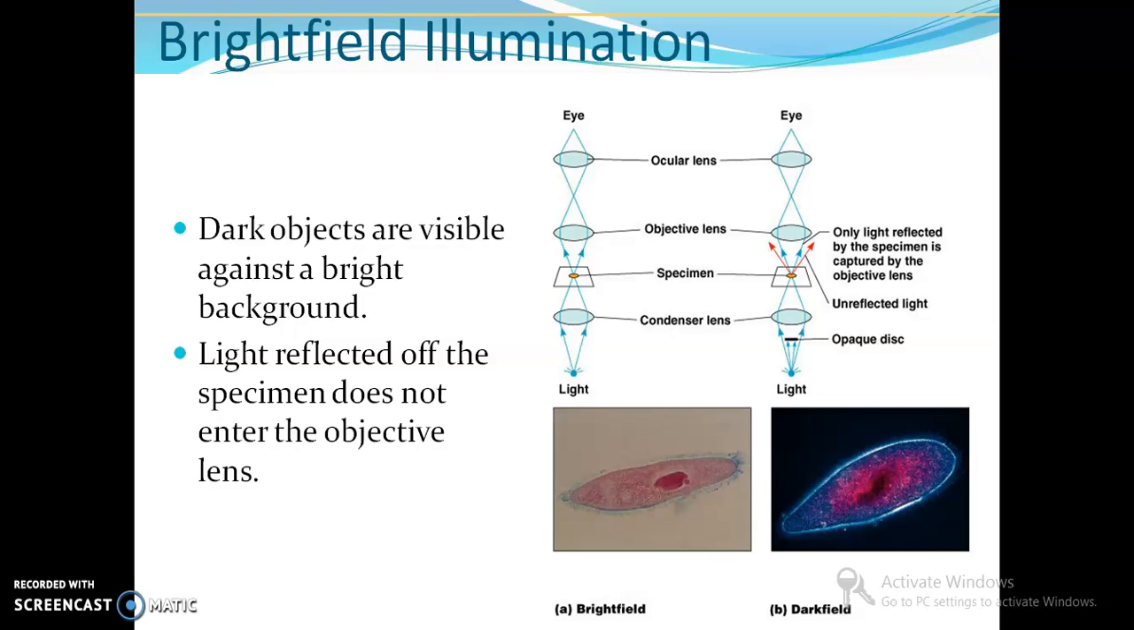The amount of magnification produced by each lens is marked on the lens. The total magnification of a specimen can be calculated as we already know: total magnification is equal to magnification of the objective lens times magnification of the ocular lens. So this is all about bright field microscopy.